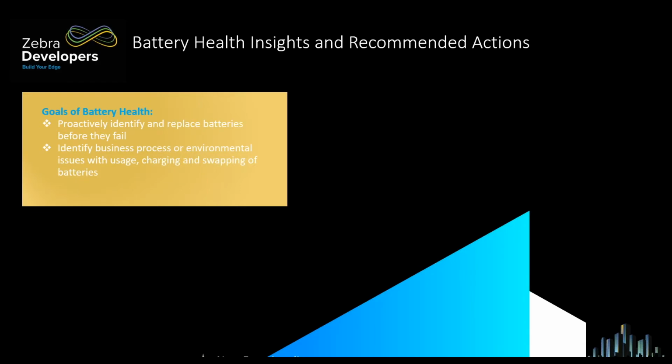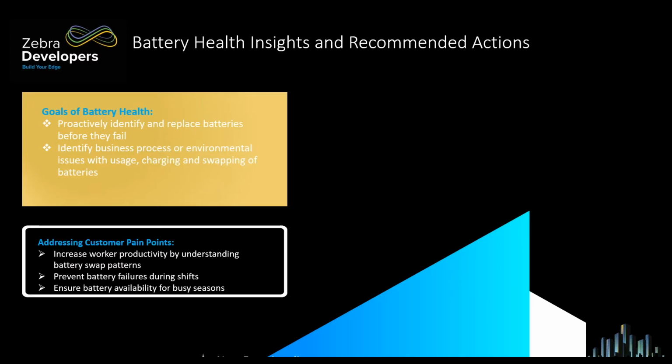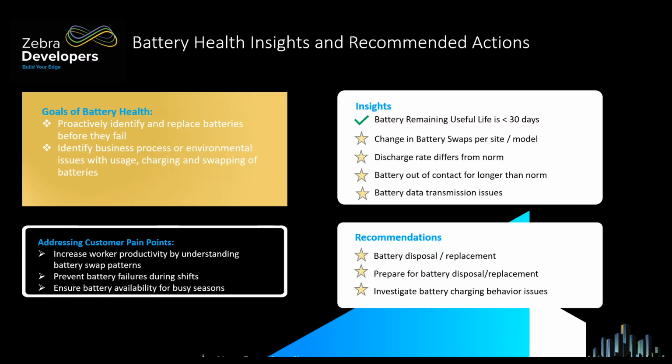The goal of battery health is to proactively identify and replace batteries before they fail, and also identify business process or any issues with users charging and swapping of batteries. With battery health, we are solving another customer pain point, which is increasing device uptime and worker productivity, and preventing battery failure. It will definitely reduce the battery no fault found repair count.